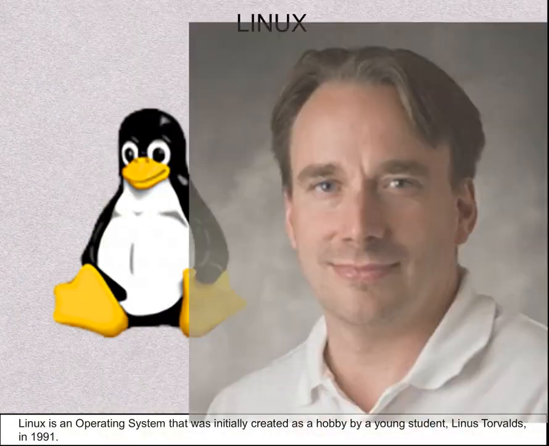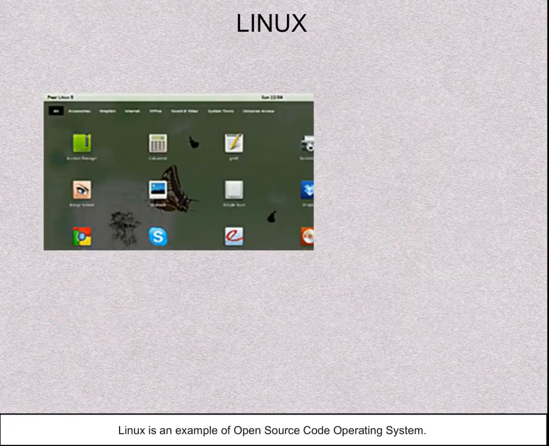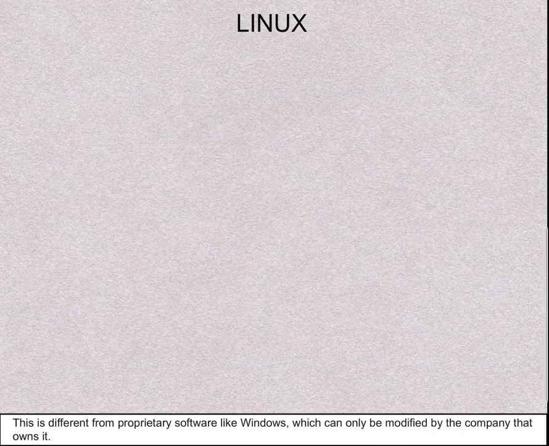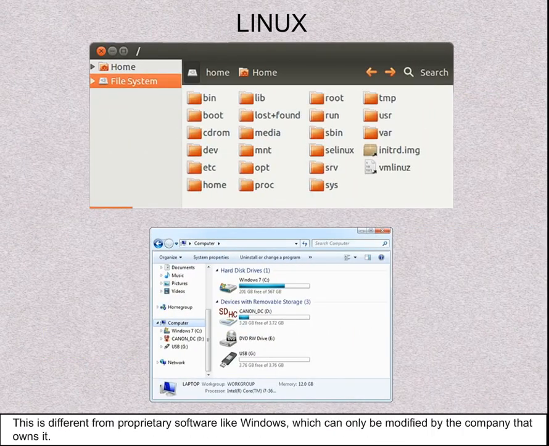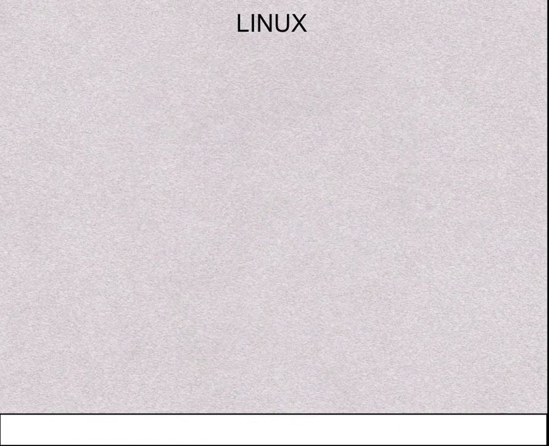Linux is an operating system that was initially created as a hobby by a young student, Linus Torvalds, in 1991. Linux is an example of an open source operating system. This is different from proprietary software like Windows, which can only be modified by the company that owns it. It has nearly all the features present in the Unix operating system.